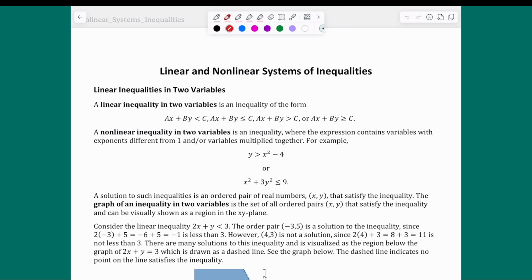Okay, so in this video we're going to talk about linear and nonlinear systems of inequalities. First we'll start with linear inequalities in two variables. So let's define what a linear inequality is.